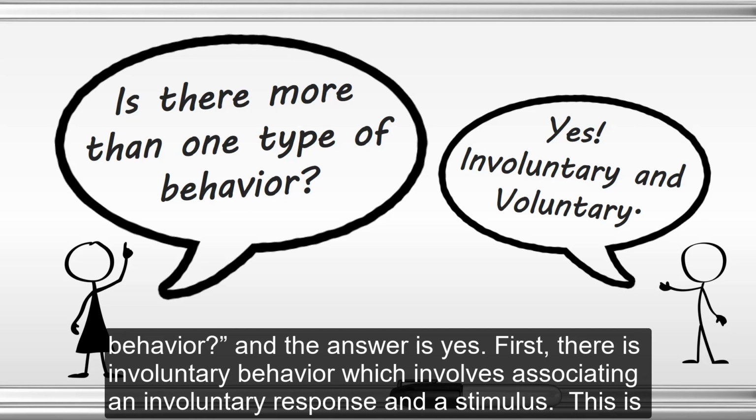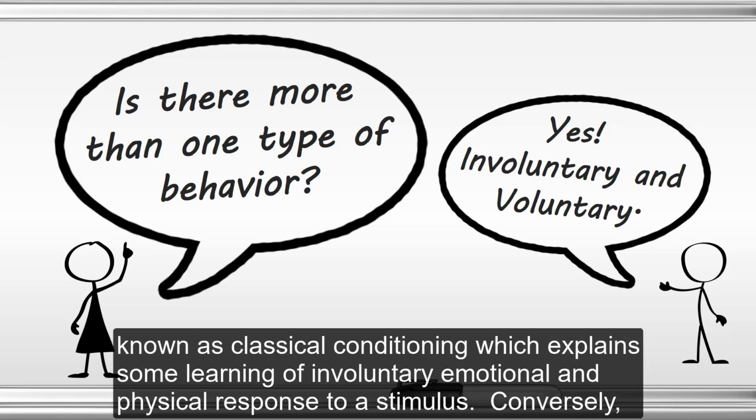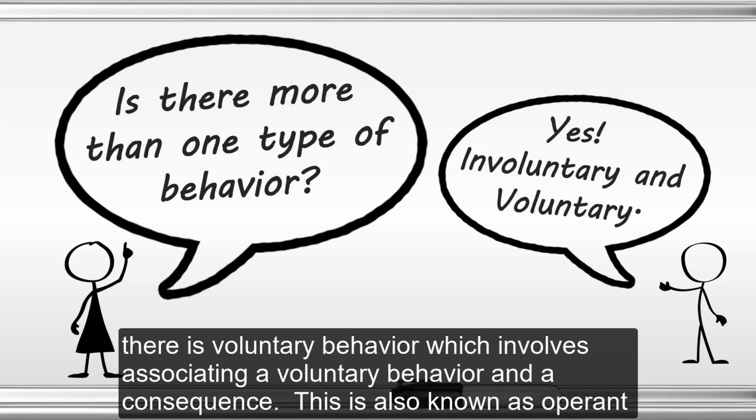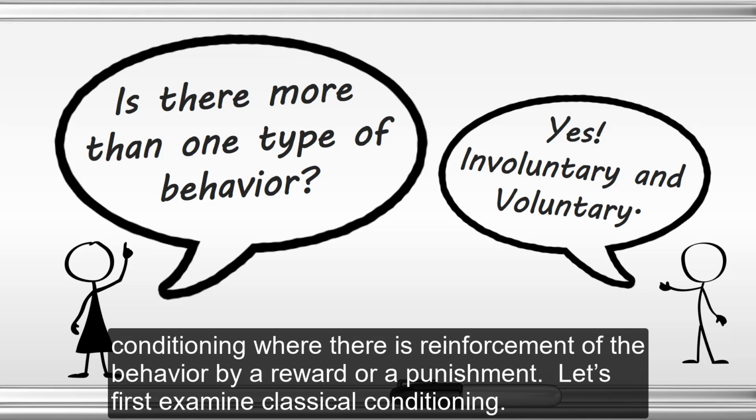First, there is involuntary behavior, which involves associating an involuntary response and a stimulus. This is known as classical conditioning, which explains some learning of involuntary, emotional, and physical response to a stimulus. Conversely, there is voluntary behavior, which involves associating a voluntary behavior and a consequence. This is known as operant conditioning, where there is reinforcement of the behavior by a reward or a punishment.